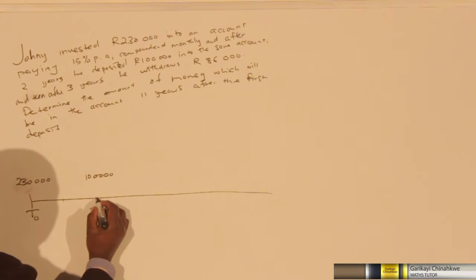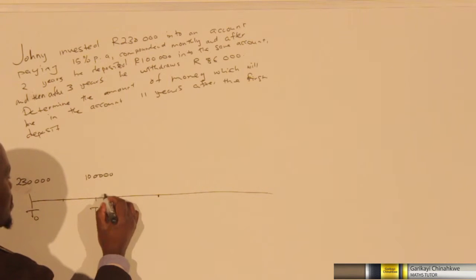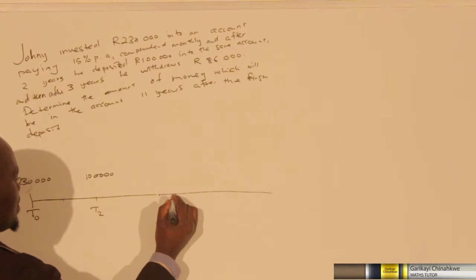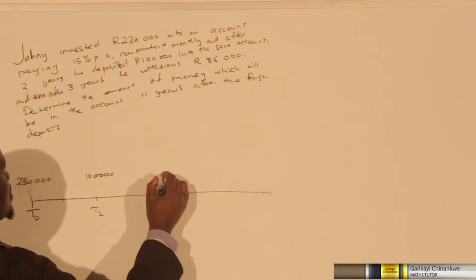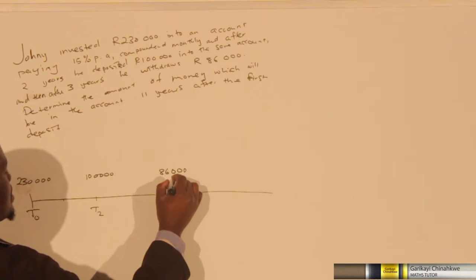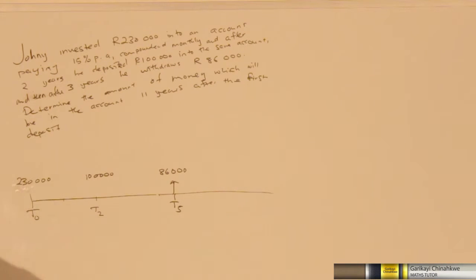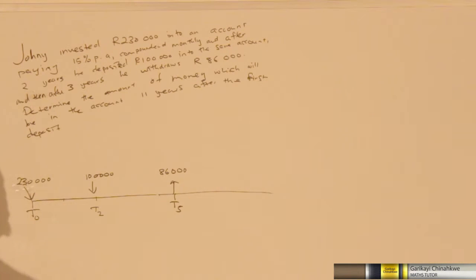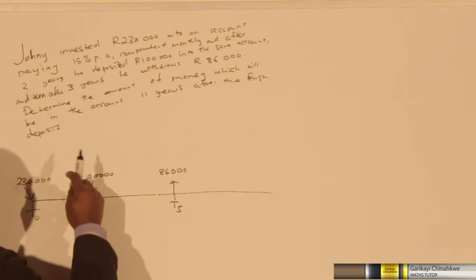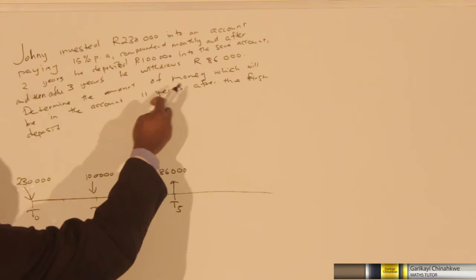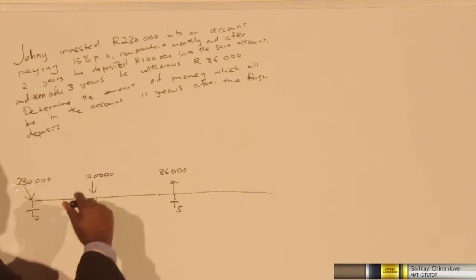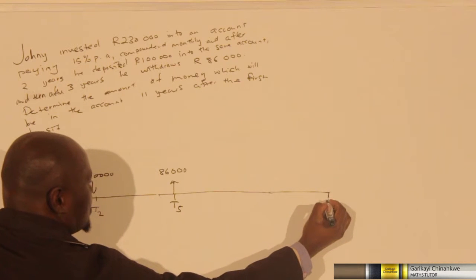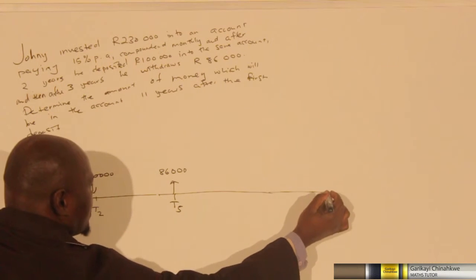he withdraws 86,000. So here, this is T2, T3, T4, T5. So at T5 he withdraws 86,000, so 86,000 is going out of the account. 100,000 is getting in because it's a deposit, 86 is getting out. Then they say determine the amount of money which will be in the account 11 years after the first deposit. So 11 years, which means this is T0, then we need T11 here. How much will be in the same account?